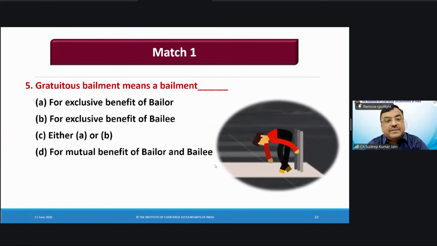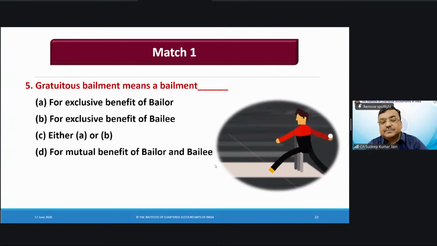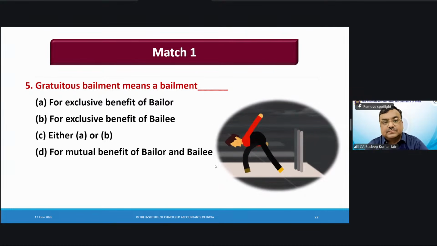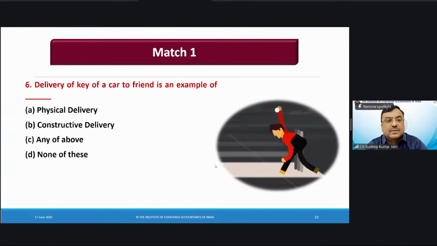Gratuitous bailment means a bailment for the exclusive benefit of bailer, for the exclusive benefit of bailee, either A or B, for the mutual benefit of bailer and bailee. Delivery of a key of a car to a friend is an example of physical delivery, constructive delivery, any of above, none of these.